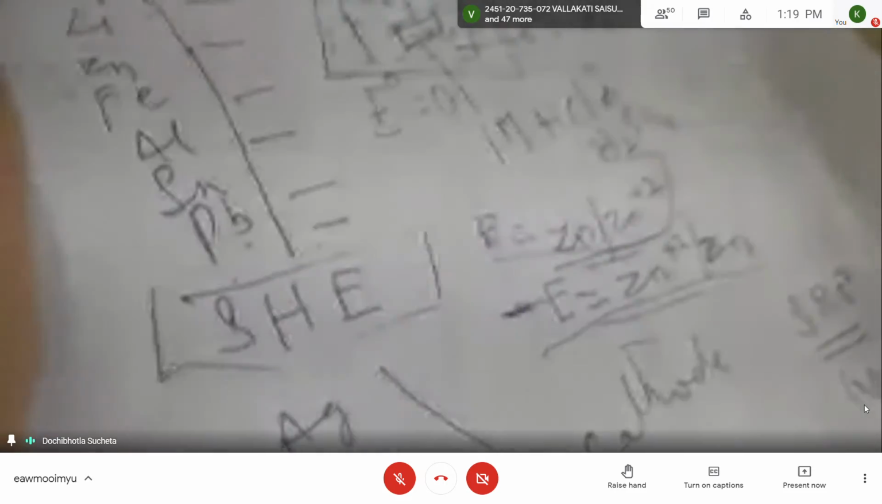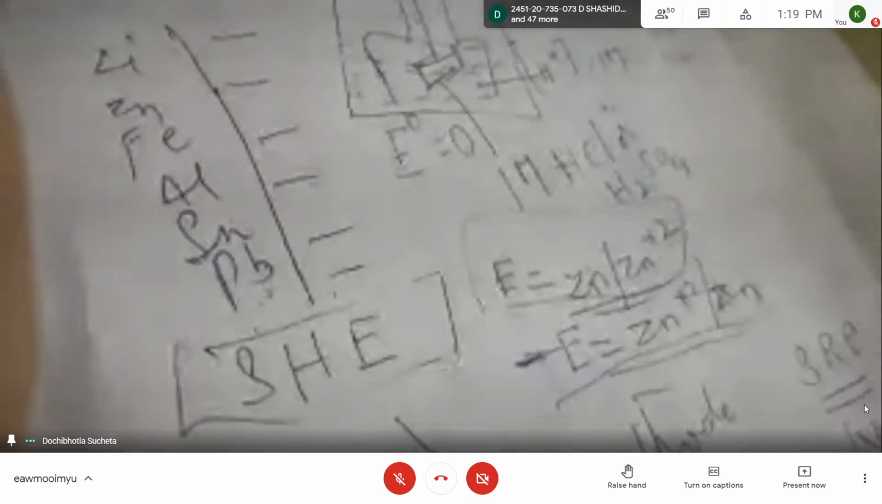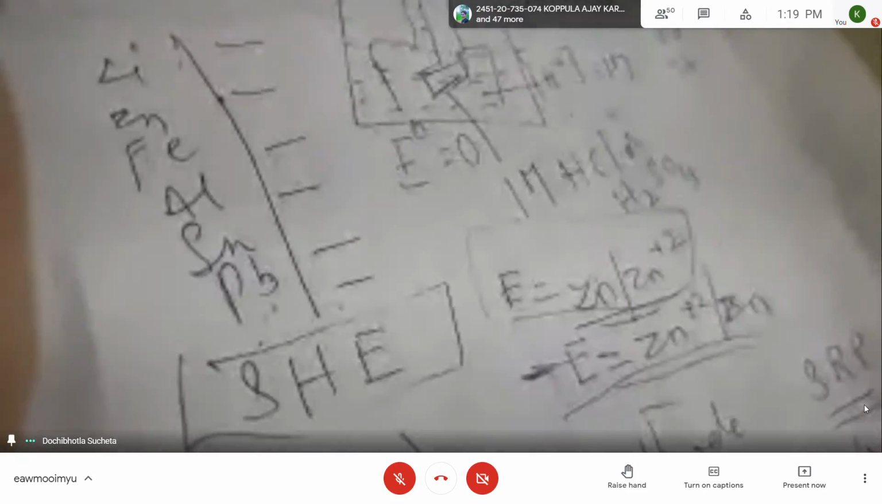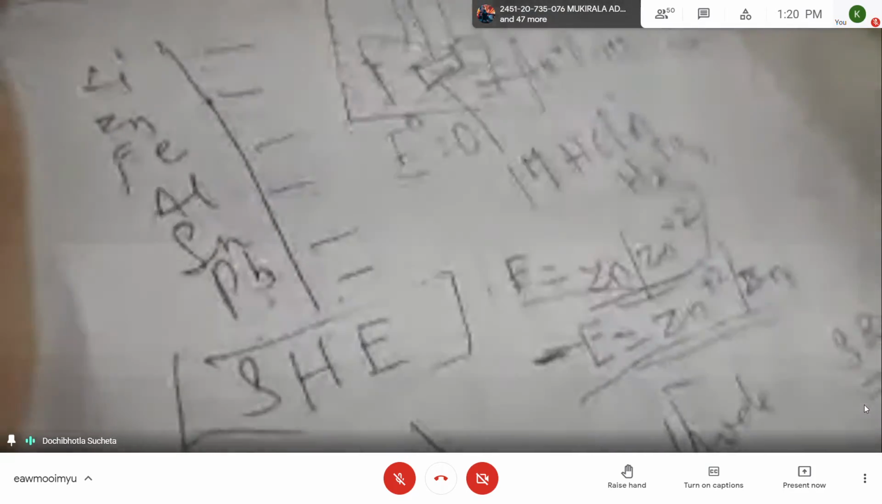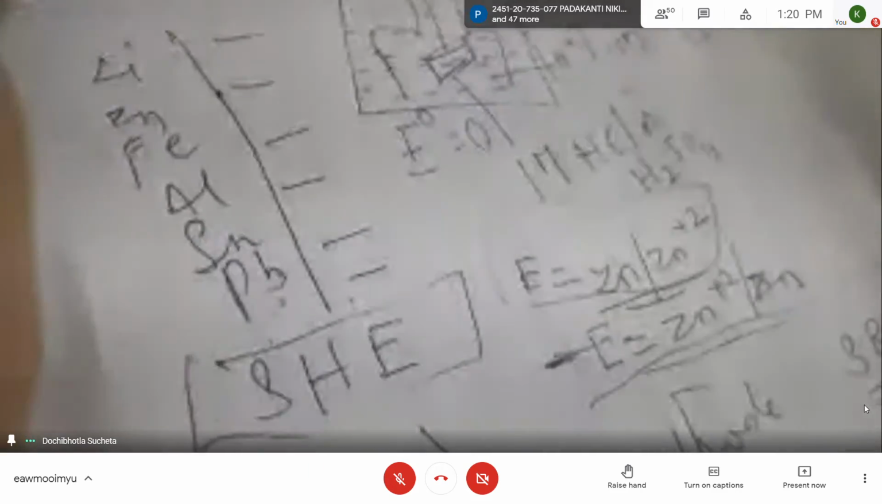Okay. Now turn back your pages. And yesterday I asked you about the cell reactions of various metal combinations. What did I give you yesterday? The first one.